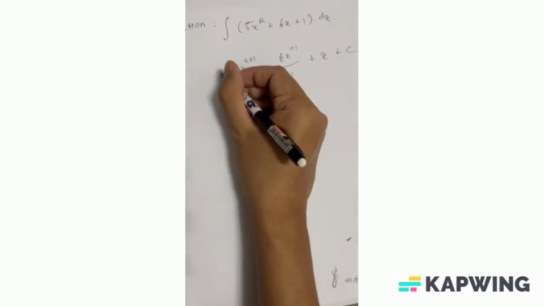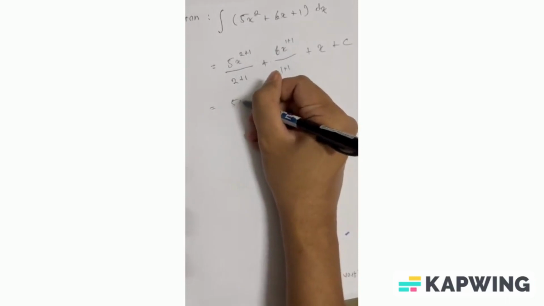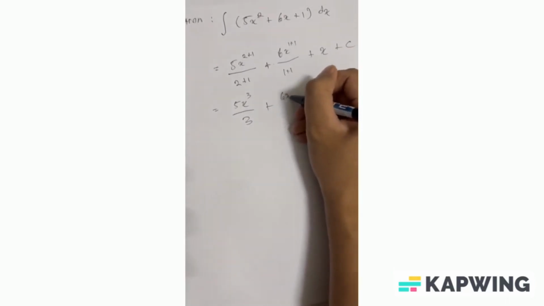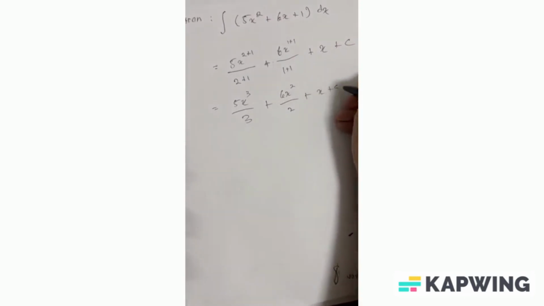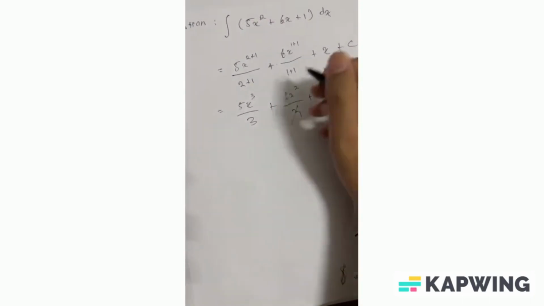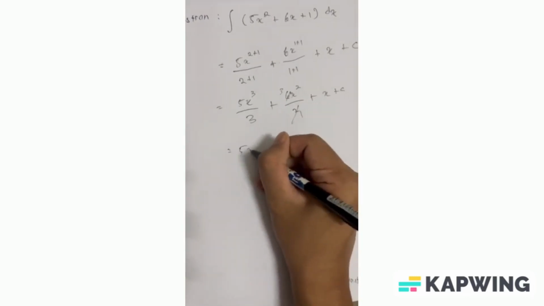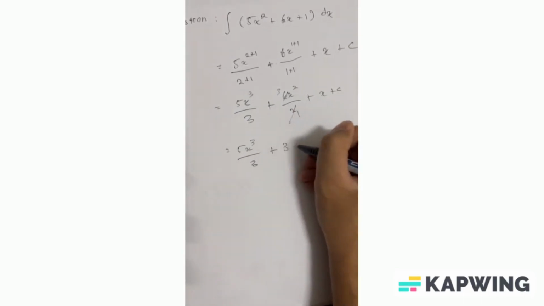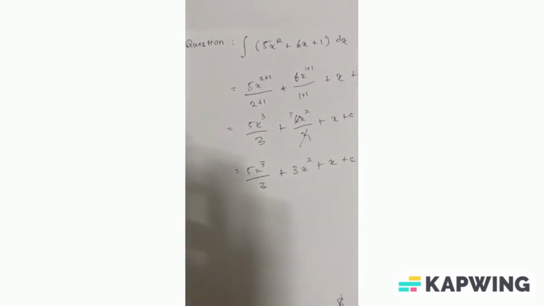This is the first step. So it becomes 5x to the power of 3 over 3 plus 6x to the power of 2 over 2 plus x plus c. We can simplify this to become 3. So the final answer is 5x to the power of 3 over 3 plus 3x to the power of 2 plus x plus c.